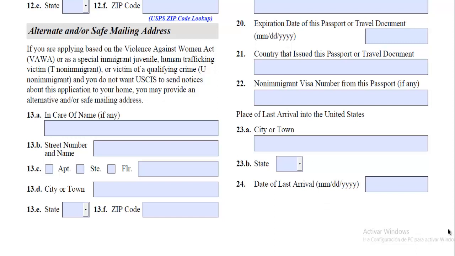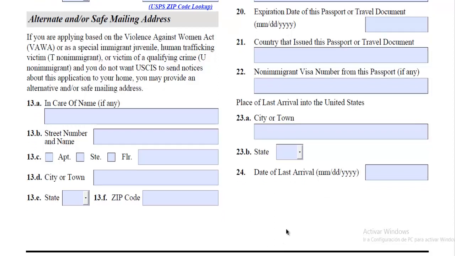Some people, mostly students and exchange program visitors, have no exact expiration date, so they are here for the duration of status, denoted by D/S on the I-94. If that applies to you, enter D/S in the answer box. Okay, so that's for status.